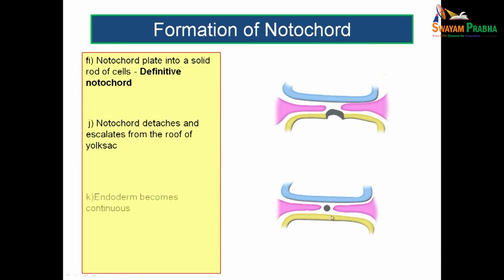So, we can see that the endoderm is now continuous. You are not seeing any gap in the endoderm which was there when you saw the development of the neuroenteric canal. This gap is bridged, and new endodermal cells are bridging the gap. Now, you can see the endoderm which is just as continuous as it was in the beginning.